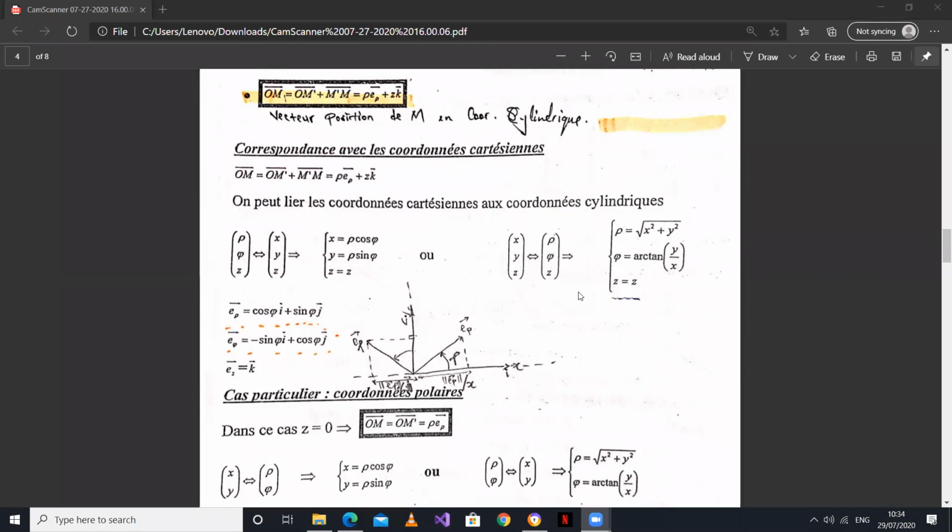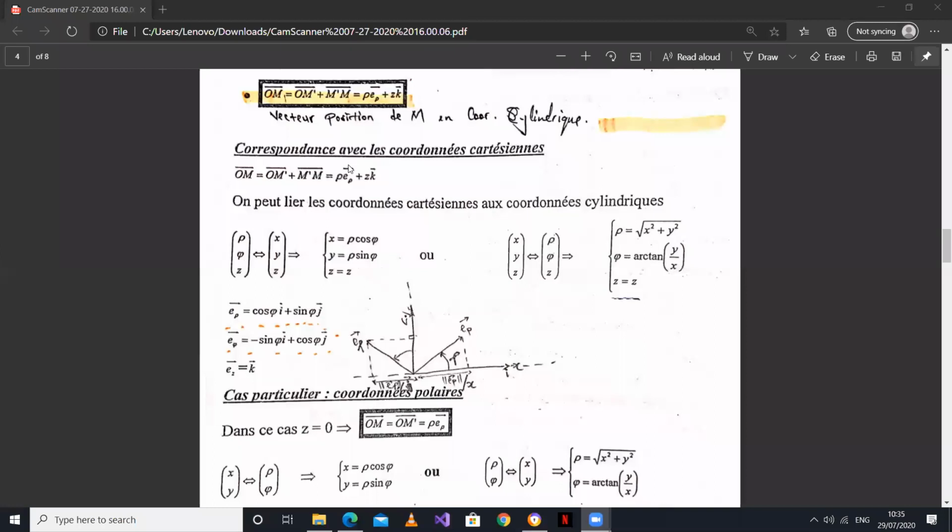So we have established that the position vector in the cylindrical coordinate system, OM, is equal to OM prime plus M prime M, which is equal to rho e_rho plus z k. Now, if I asked you to write this in the Cartesian system for me, imagine you are finding the position vector in the cylindrical coordinate system, and I tell you, but I am working with the Cartesian system. Please tell me the coordinates in the Cartesian system.